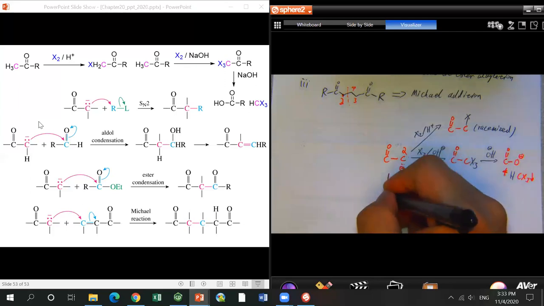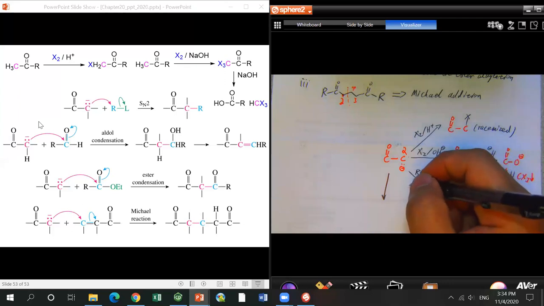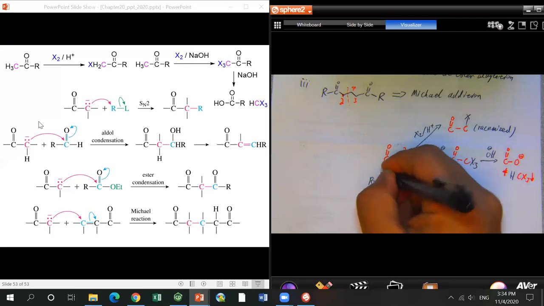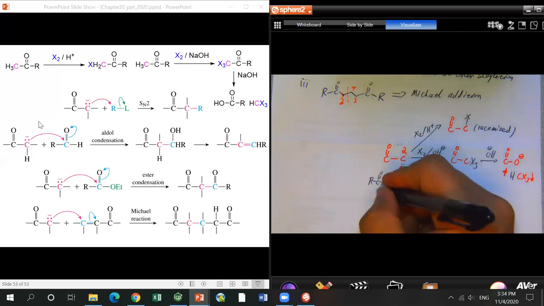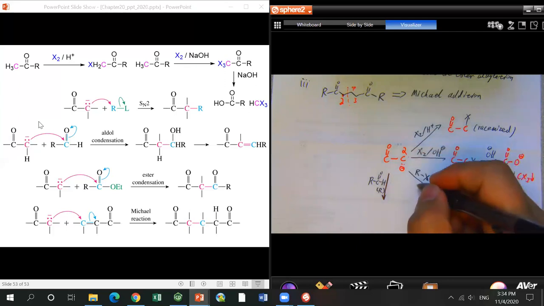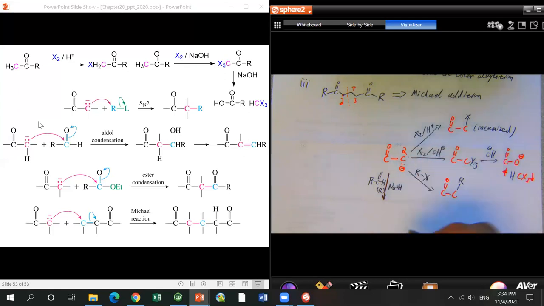It's the aldol condensation. For aldol condensation, it happens only between two aldehydes or two ketones. That's the only possibility. Aldehydes are more common, but it occasionally also happens for ketones. So let's put R here. For the aldol condensation, the most common base is sodium hydroxide. So keep that in mind. If you see sodium hydroxide, more likely it's an aldol condensation.